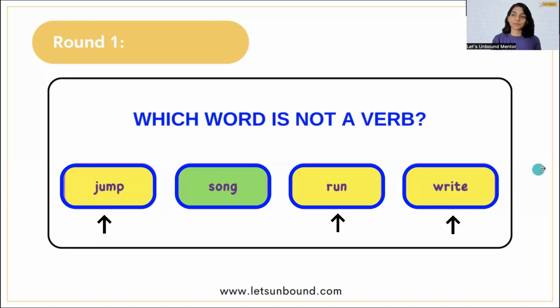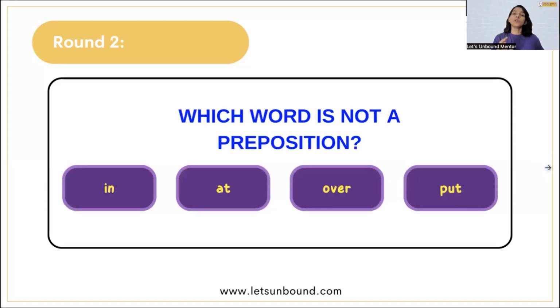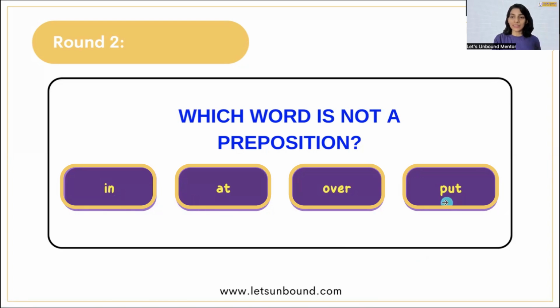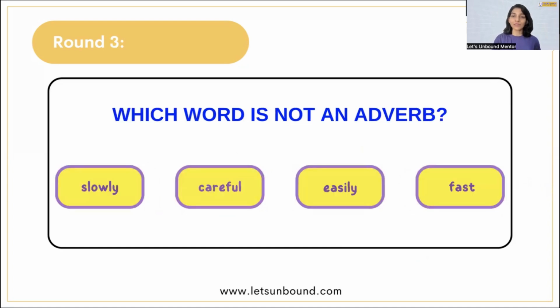Next comes which word is not a preposition. Let's look at the options: in, at, over, put. As we've already talked about what prepositions are, we can clearly see that put is the word that is not a preposition.